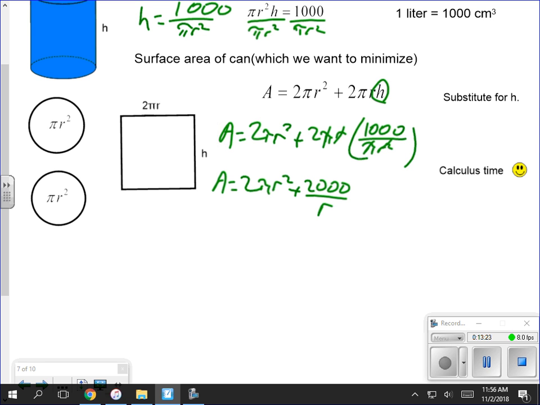And now what do? Take the derivative, set it equal to 0. So A prime is equal to 4 pi r minus 2,000 over r squared. Why is it minus? Because if I were to rewrite 2,000 over r as 2,000 r to the -1 power, bring down the -1, decrease by 1 to get -2, but then you put it back in the denominator to make it easy to solve.